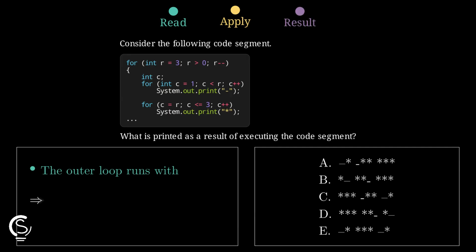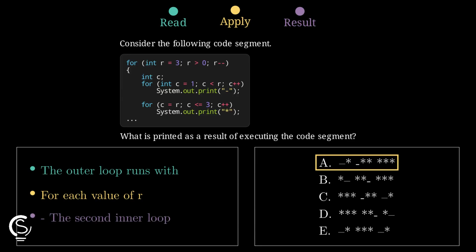As R decreases to 2 and 1, dashes decrease while stars increase. This pattern perfectly matches the layout shown in option A.